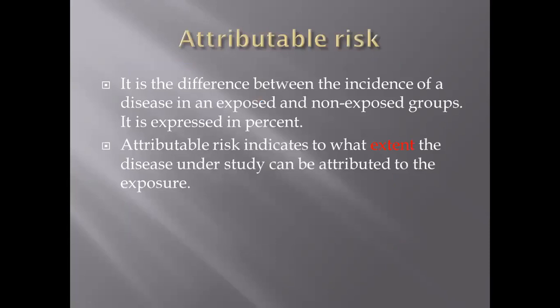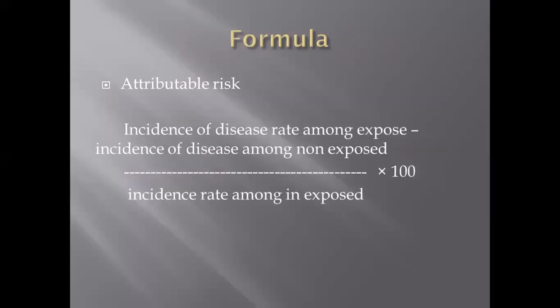Now come to the attributable risk. It is the difference between the incidence of a disease in the exposed and non-exposed groups. It is expressed in percentage. Attributable risk indicates to what extent the disease under study can be attributed to the exposure. Here is the formula: the incidence of a disease among the exposed minus the incidence of the disease among the non-exposed, divided by the incidence among the exposed, multiplied by 100.